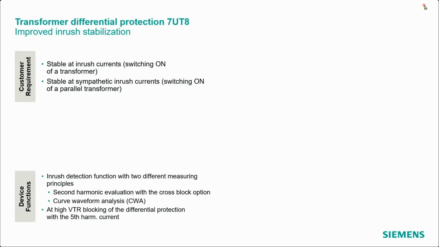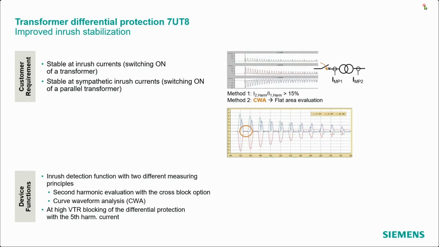Siemens offers two inrush detection functions with two different measuring principles. The first one is the second harmonic evaluation. The second one is the CWA method. CWA is short for current waveform analysis, and as its name already explains, the CWA method analyzes the current waveform, detecting flat areas. On the right side of the slide, you see a typical current waveform during an inrush. Marked with a red circle is one of those flat areas I'm talking about.